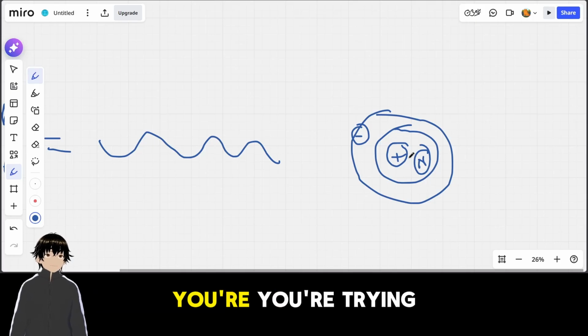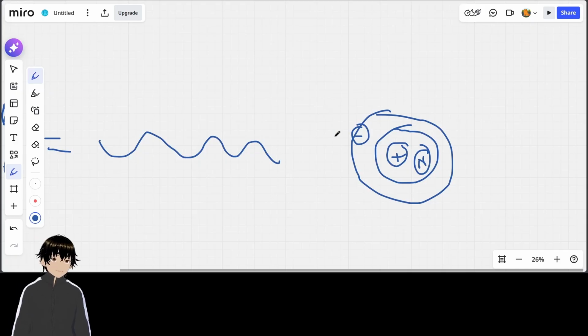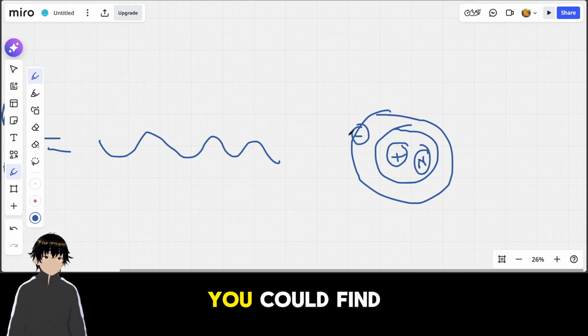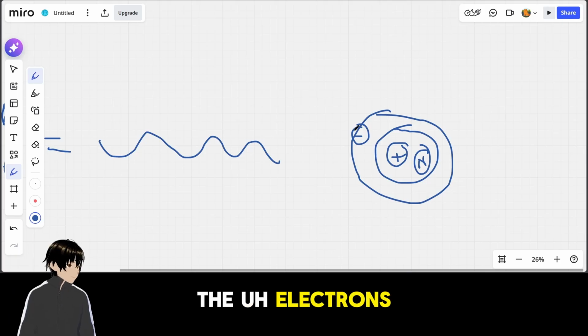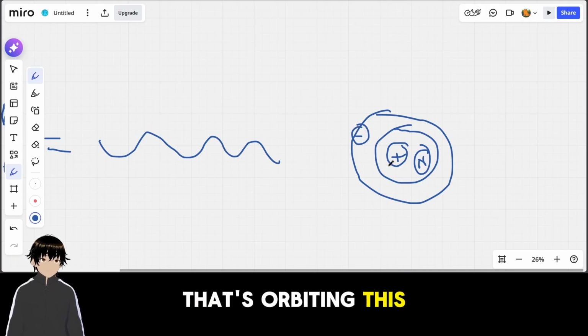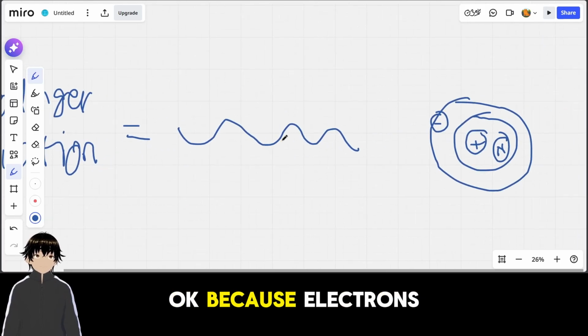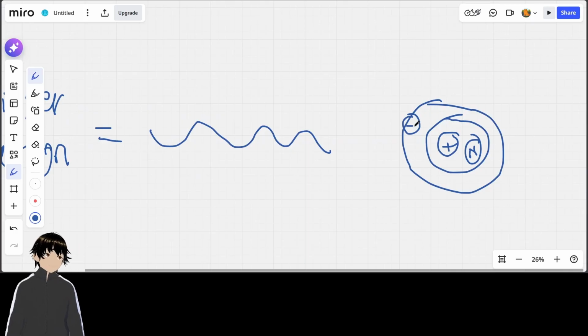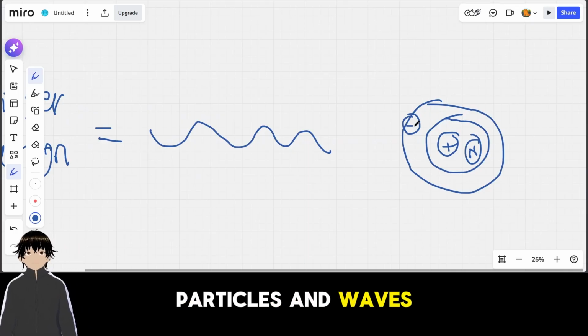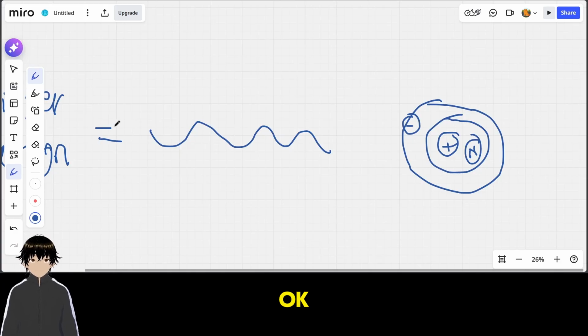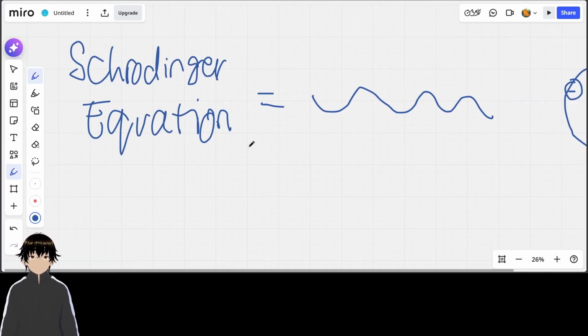So let's say you're trying to find out where you could find the electron orbiting this hydrogen atom. You would use the Schrodinger equation, because electrons are both particles and waves.